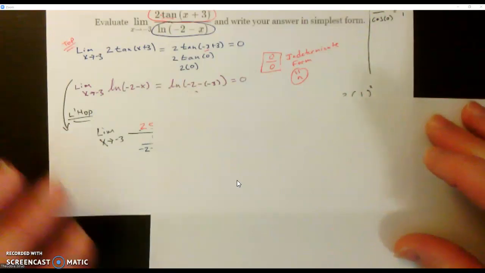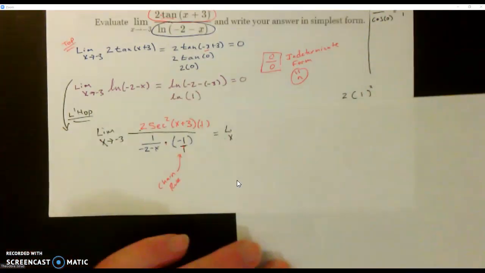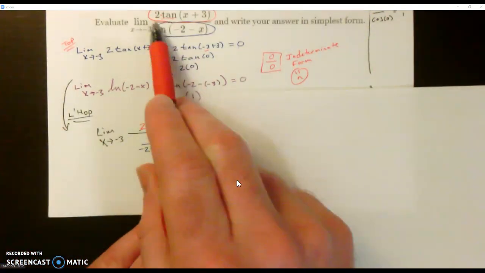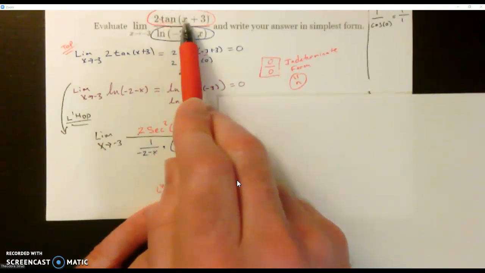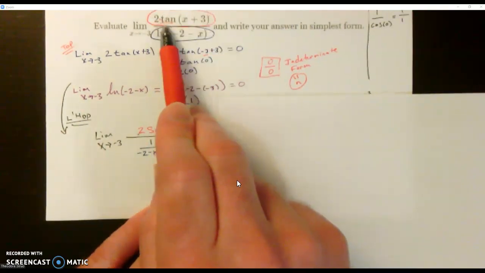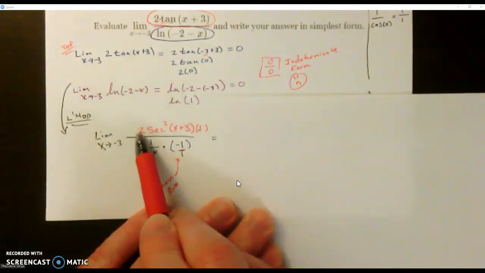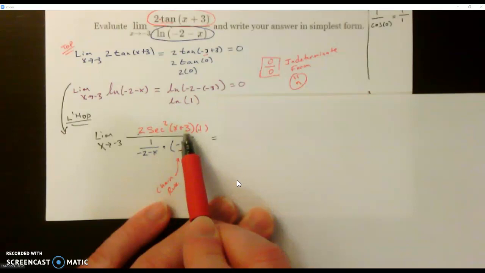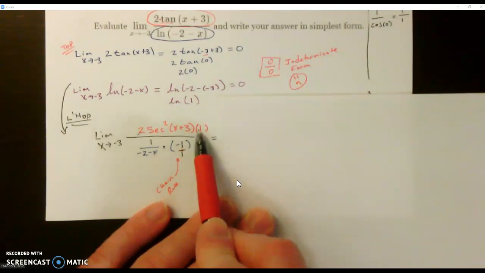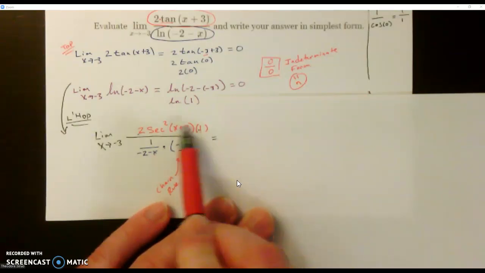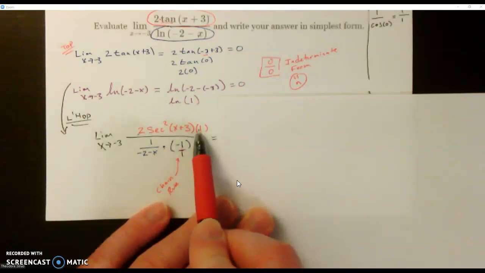L'Hopital's rule states, take the derivative of the top. So let's take a look at this. The derivative of 2 tangent of x plus 3, well, the derivative of tangent is secant squared. The 2 is just a constant multiplier. Keep the inside, and then I'm going to put a 1 here just to remind us that there is a chain rule. The derivative of the inside, the derivative of x plus 3, is 1.